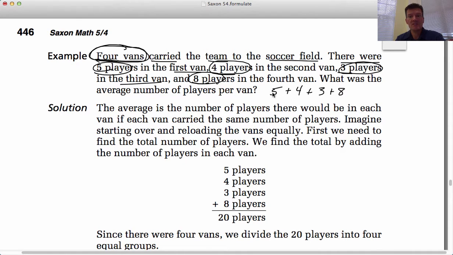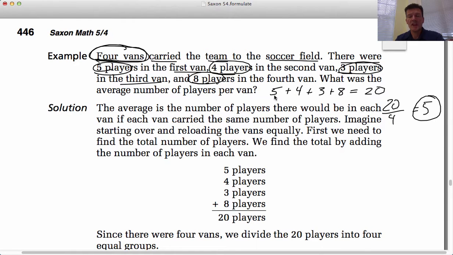So what they're saying is if you had redistributed all of these players into the 4 vans so there's the same number of players in each van, how many players would be in each van if you were to equally distribute them. So we're going to add all these up. 5 plus 4, that's 9, plus 3 is 12, plus 8 is 20. So the total number of players is 20, and you're going to distribute them now over the 4 vans, but try to do it equally. So if you take 20, and you divide by 4, you will get 5. So your average is 5.